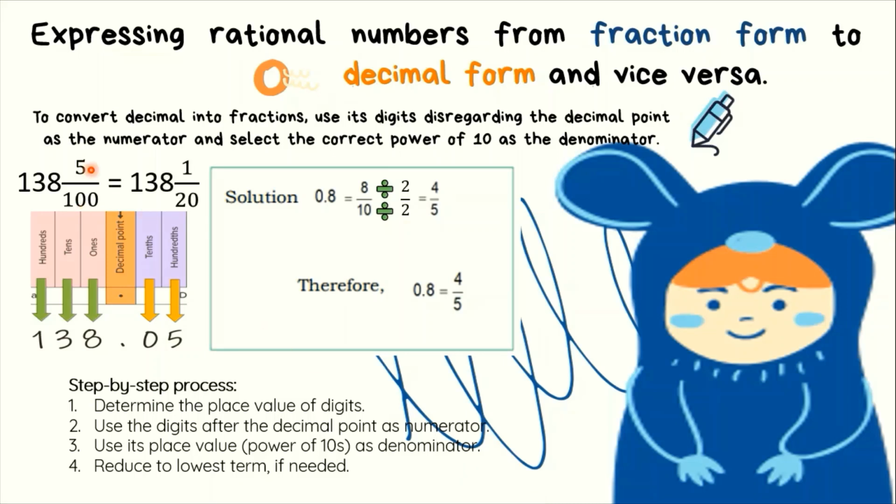Si 5/100 ay naging 1/20 dahil ang kanilang GCF ng 5 and 100 ay parehong 5. Kaya 5 divided by 5 is 1, 100 divided by 5 is 20. 1/20, ito na yung kanyang simplest form. Hindi na siya kaya pang ibaba. Yung whole number ay kukopyahin lang naman. Ang ating nire-reduce ay yung fraction part lamang. Kaya naman, from 138.05, this is equal to 138 and 1/20.